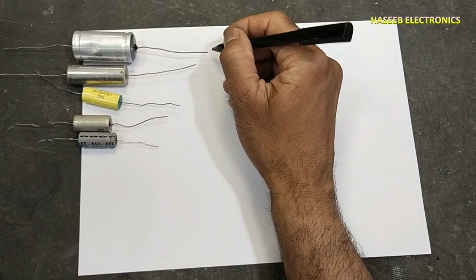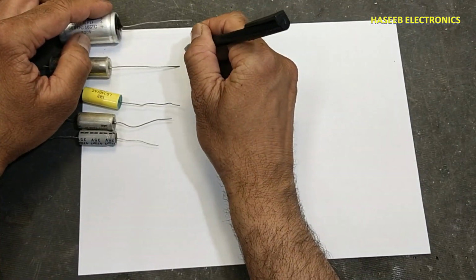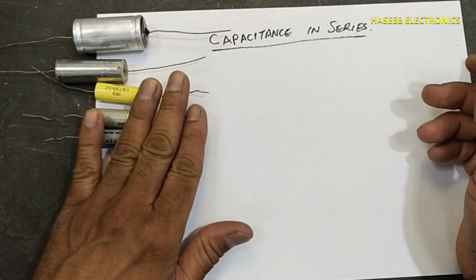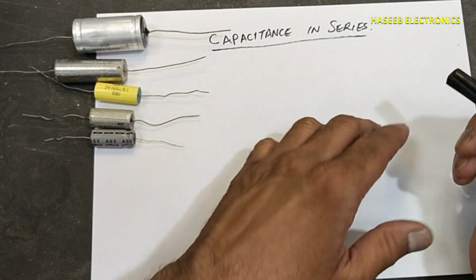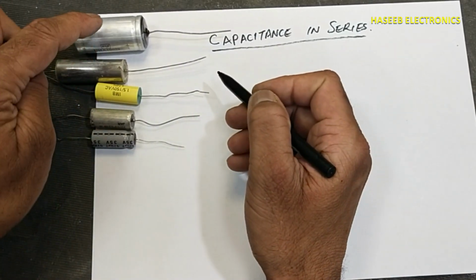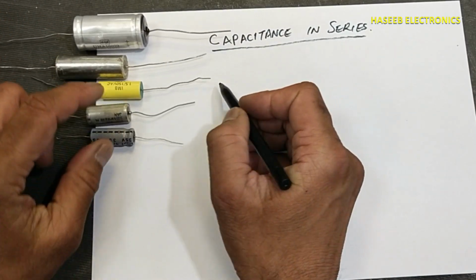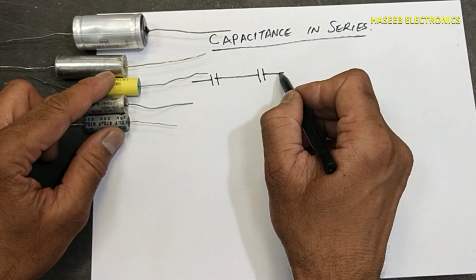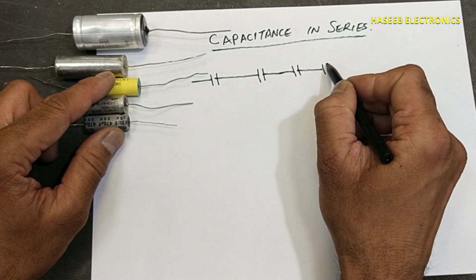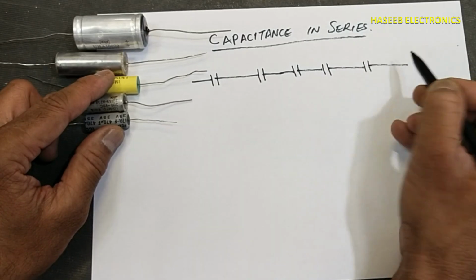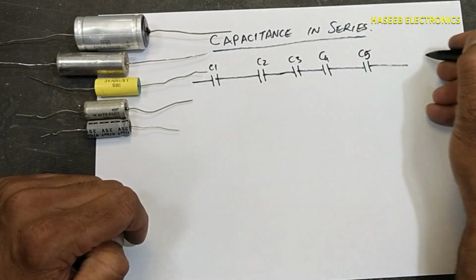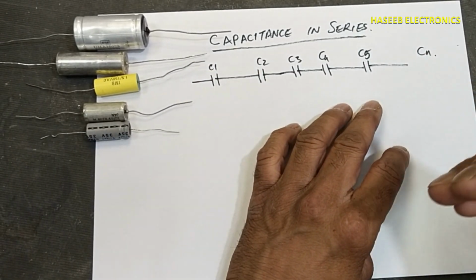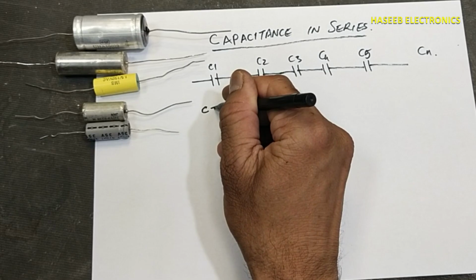Today we will discuss capacitance in series. If we have a number of capacitors and we want to connect them in series, what will be the total capacitance? For example, I have 1, 2, 3, 4, 5 capacitors. First one, second one, third one, fourth one, fifth one. Either we have 2 or more than 2 in series, what will be the total capacitance CT?